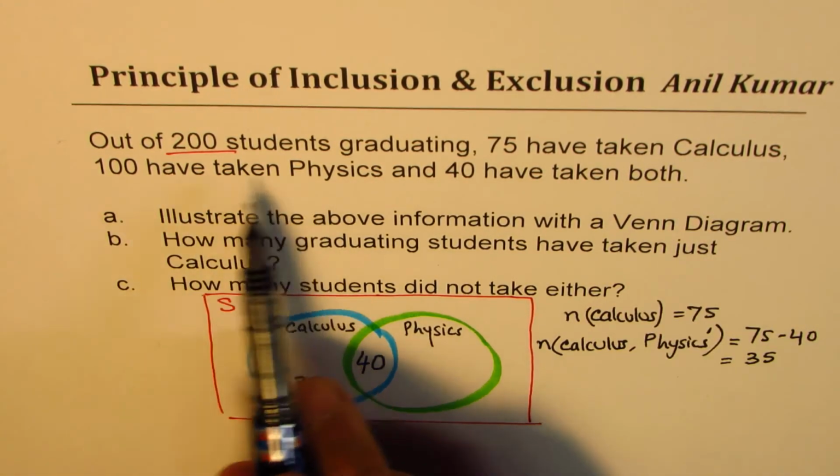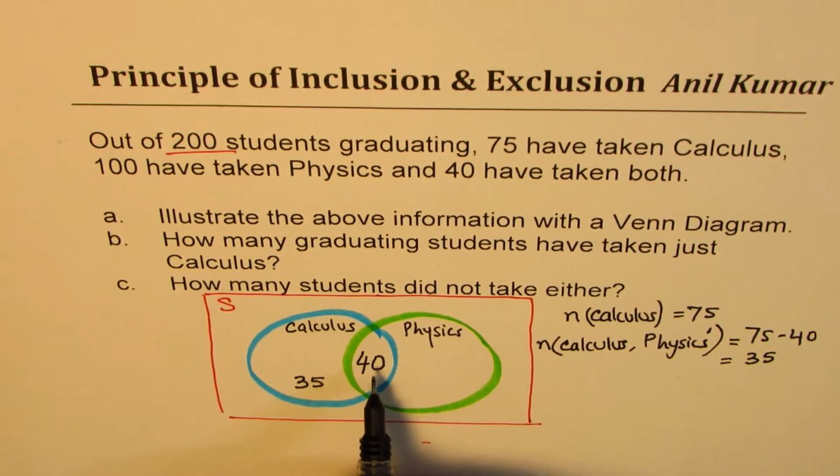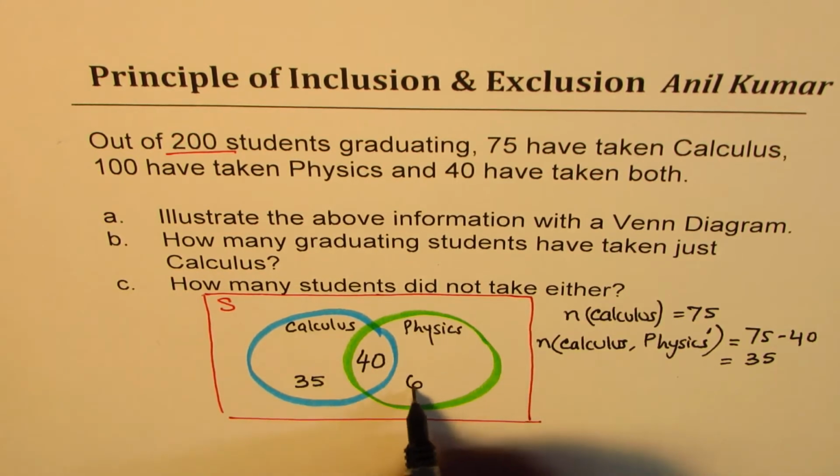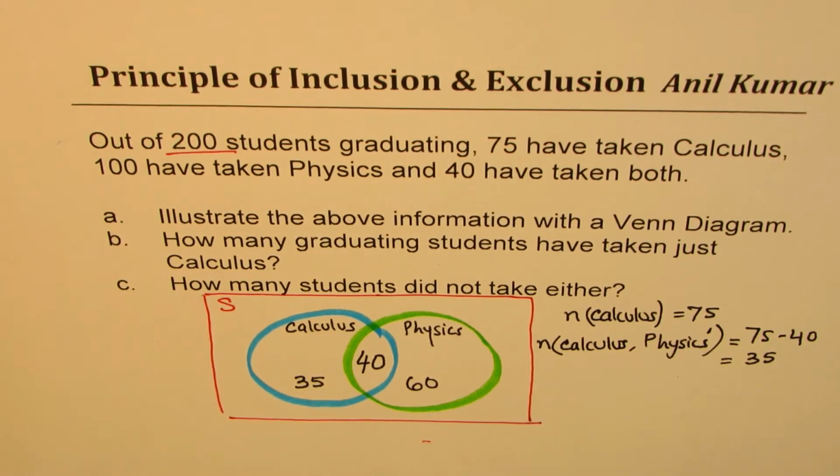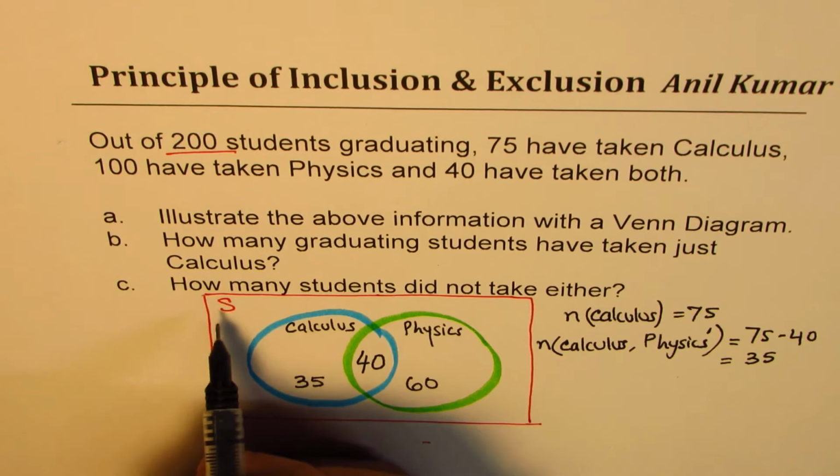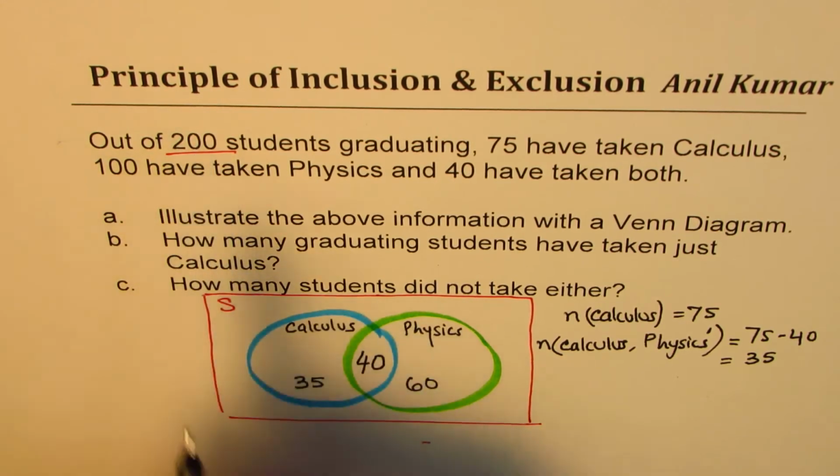Total students taking physics is 100. So 40 plus what is 100? Straight, 60, right? You can straight away write. You don't really have to do all this. You understand? Yes. So that's the Venn diagram which illustrates the whole situation, right? And the sample space has 200 in it.